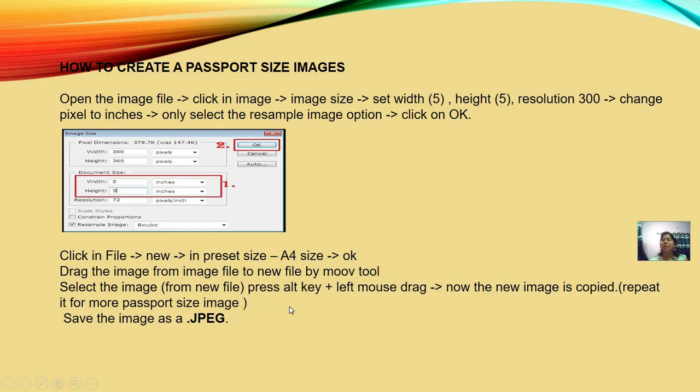After preparing all the images as passport size photos, you have to save that file as something.jpeg format. In such a manner your passport size images are prepared inside an A4 size paper. Then you have to take the printout and cut it also.